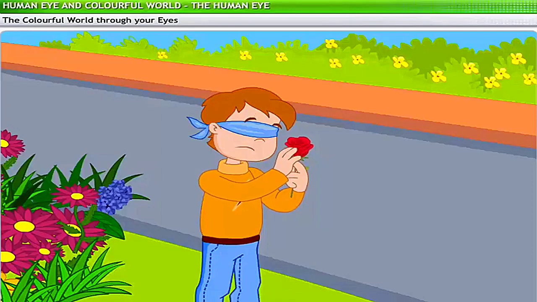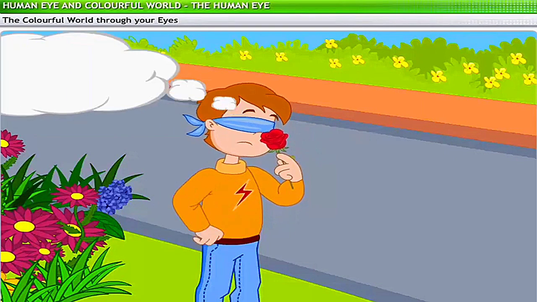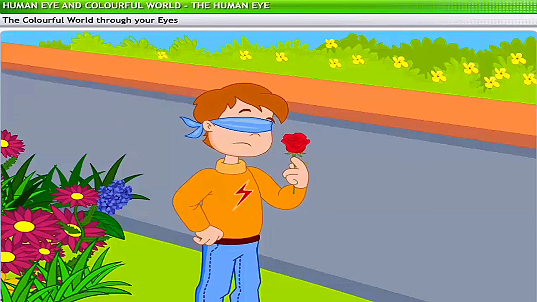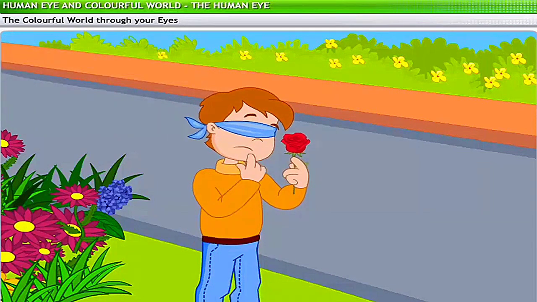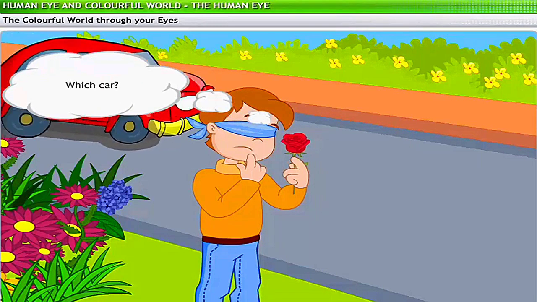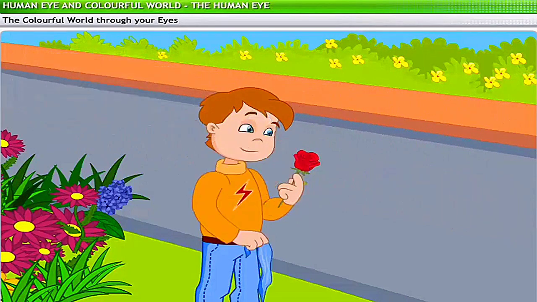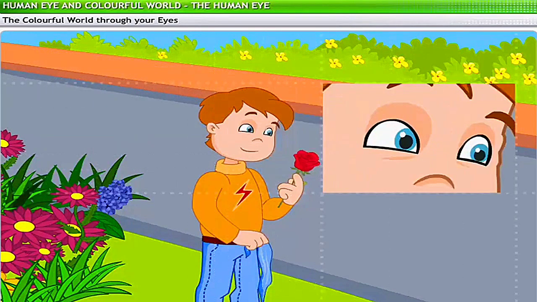You can identify a flower by smelling and touching it, but you can't identify a color without the sense of vision. Hear that honking sound? It's probably a car coming around the corner, right? Can you guess what kind of a car it is? Not really. Not without looking at it. The human eye is the organ of sight for human beings.